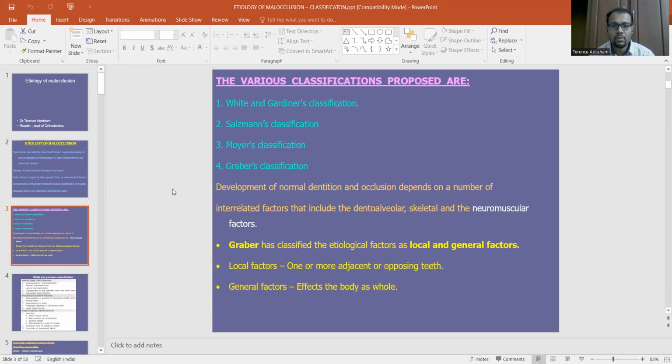The development of normal dentition and occlusion depends on a number of interrelated factors that include dentoalveolar, skeletal, and neuromuscular factors. So Graber classified the etiology into mainly two factors, local factors and general factors. Local factors are those involving one or more adjacent or opposing teeth. General factors are those which affect the body as a whole.